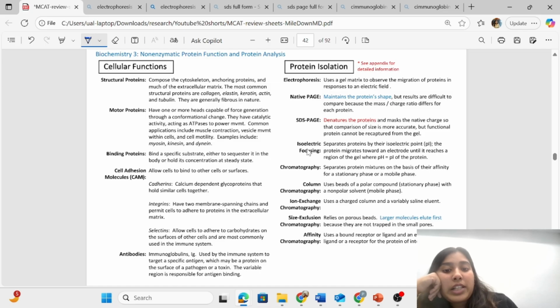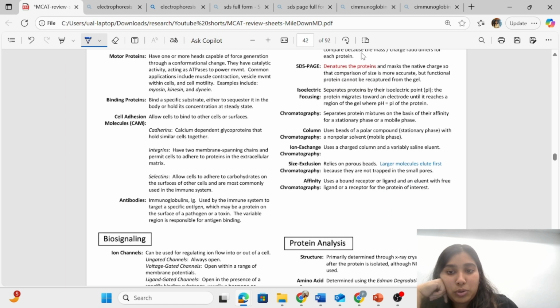Then we came to isoelectric focusing. It is very similar to electrophoresis. The difference is it separates according to the isoelectric point, like we did in chapter 1. So similarly, you will have the mesh, and you will let it go from negative to positive, and it stops wherever its pH is equal to pI. So this is the point which it's looking for. Okay, pH is equal to pI point.